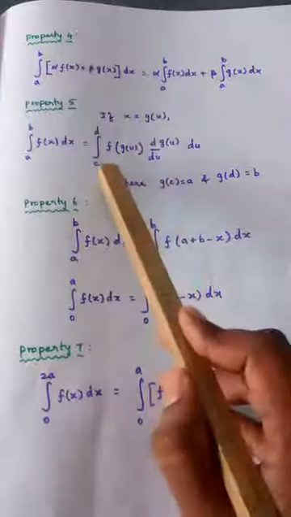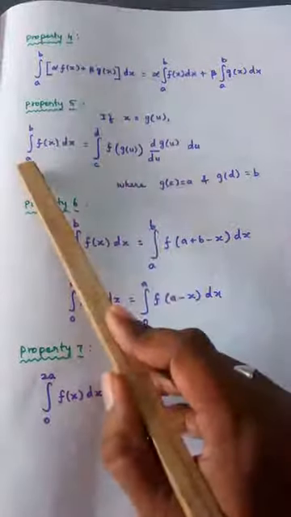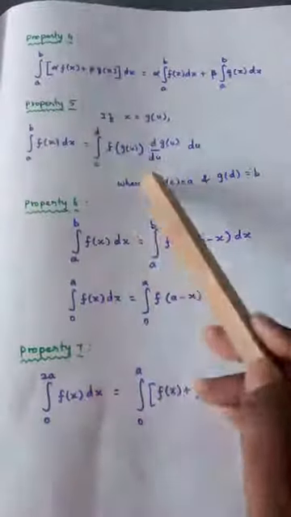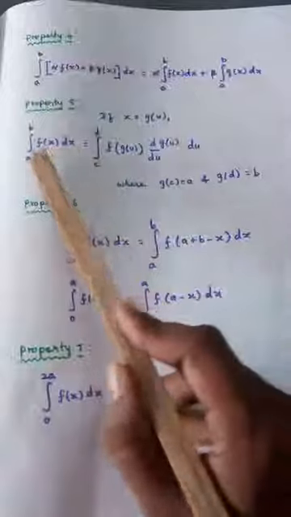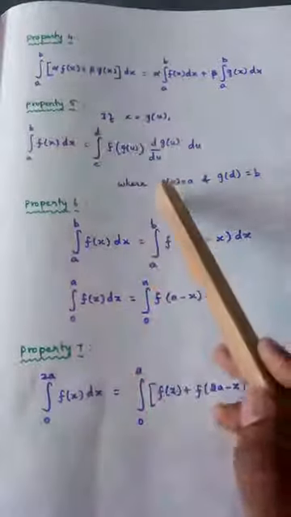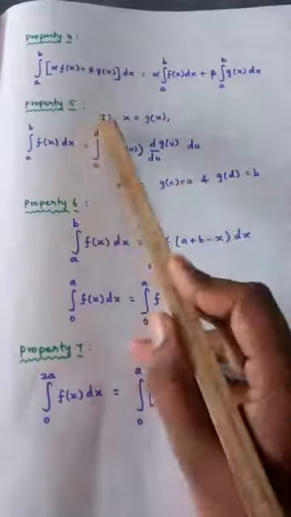Where c is nothing but g of a. So g of a is nothing but c. G of b is nothing but d. That is why the limits change here. Instead of a, I am writing c. Instead of b, we are writing d. Because g of c is a, g of d is b.